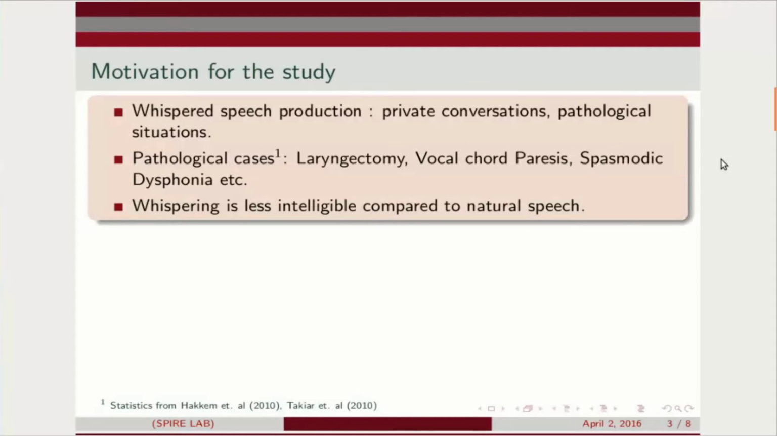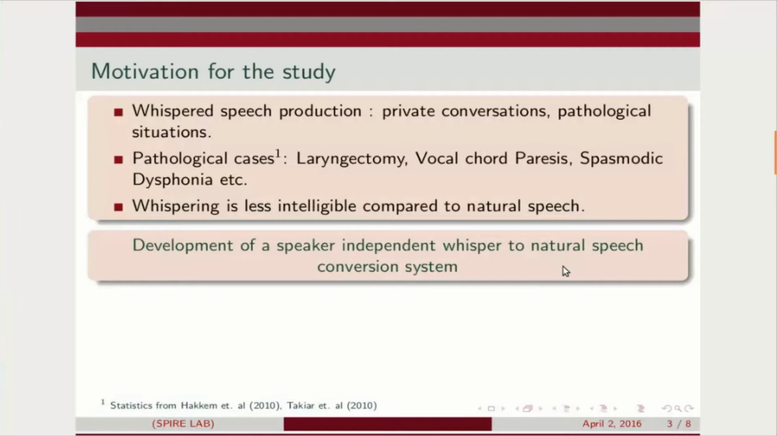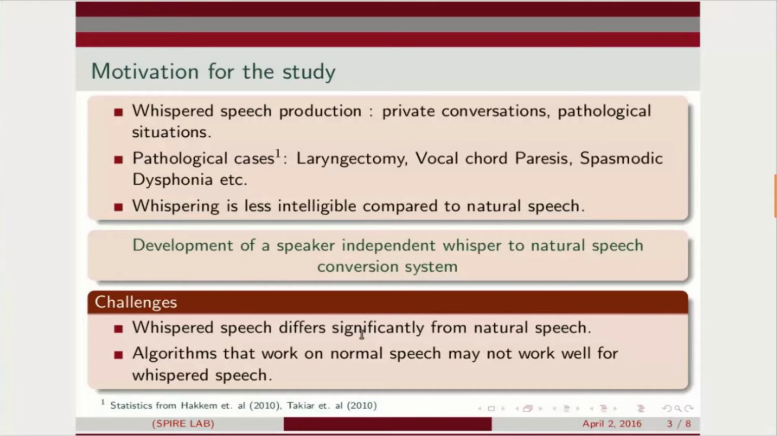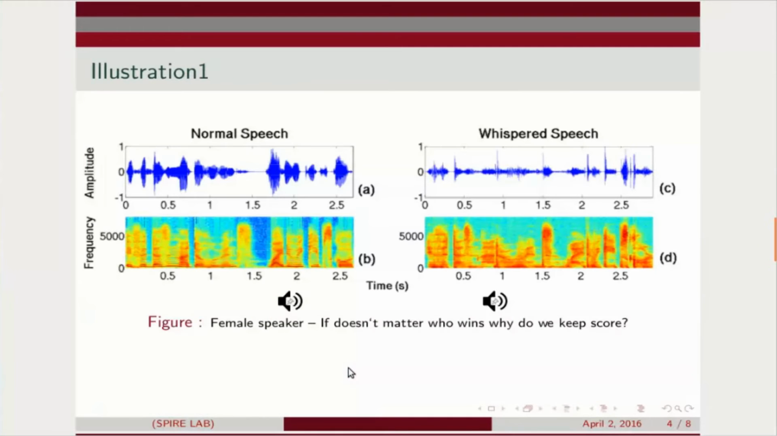So I want to develop a whispered speech to natural speech conversion system that is speaker independent. There are many challenges involved while developing such a system. Whispered speech is very different from natural speech, so the algorithms available for normal speech can't be used directly for whispered speech. By now, you must be curious about how whispering sounds like, right? Let me now give you an example of how whispered speech sounds.